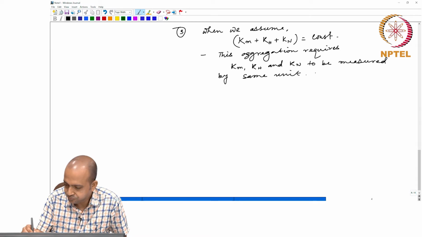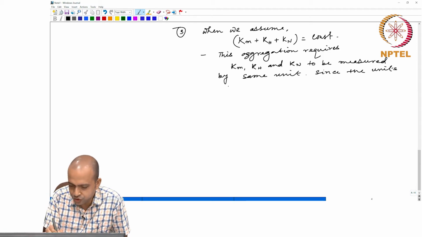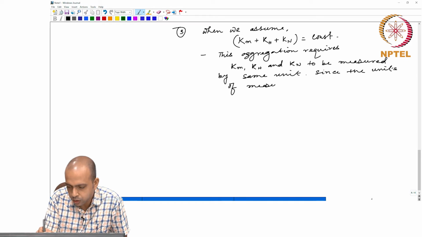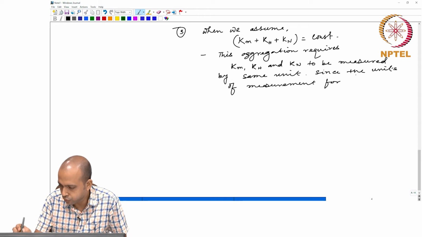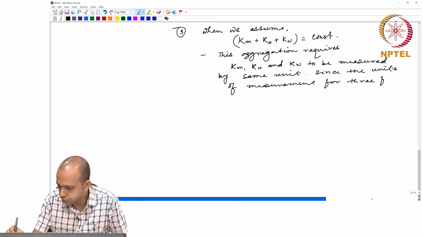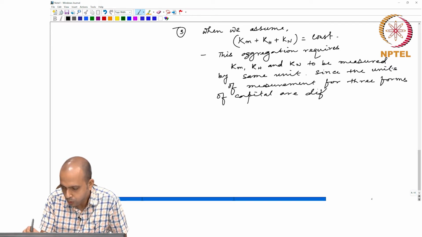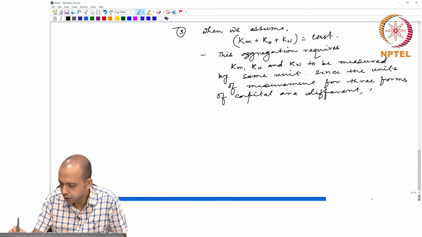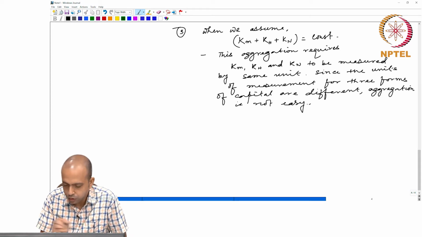So, since the units of measurement for the 3 forms of capital are different, aggregation is not easy. Then what is the solution?